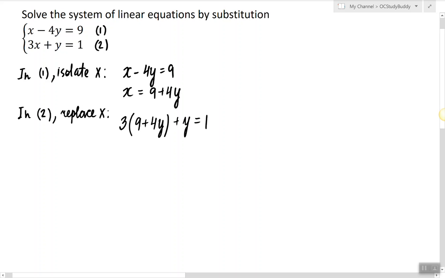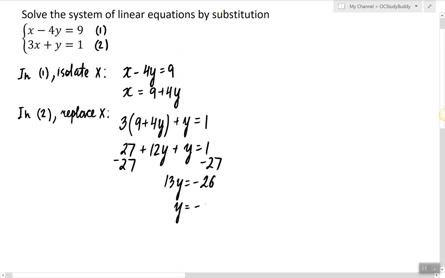As a result, we have now an equation in one variable, which we can solve by simply isolating the variable. So let's distribute everything, and let's subtract 27 from both sides, while we're adding 12y and y on the left. So we have 13y equals negative 26. So y is equal to negative 2.